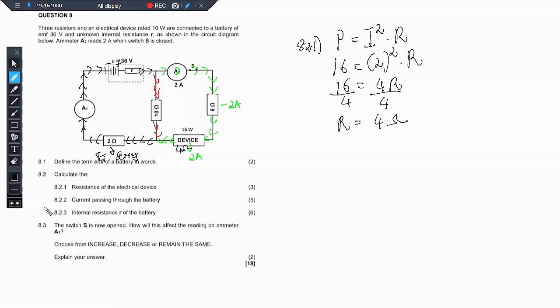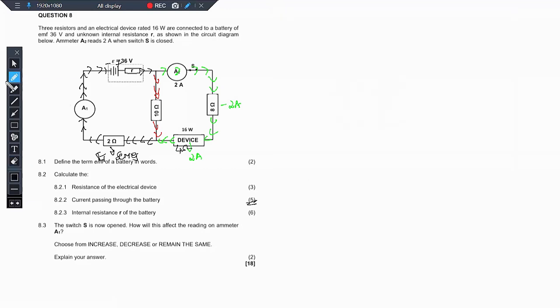Okay, cool. Then 8.2.2 says calculate the current passing through the battery, and that is for 5 marks. So note, it's a 5-mark question, meaning that we might have to calculate a missing variable somewhere before we get to calculating the current. So let's understand this. We are trying to calculate the current passing through the battery. For a 5-mark question, these are questions that normally involve 2 unknown variables. I've been saying this for quite a while now.